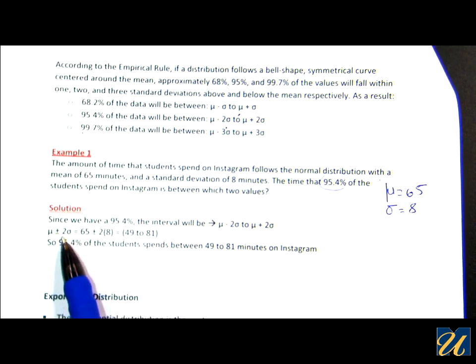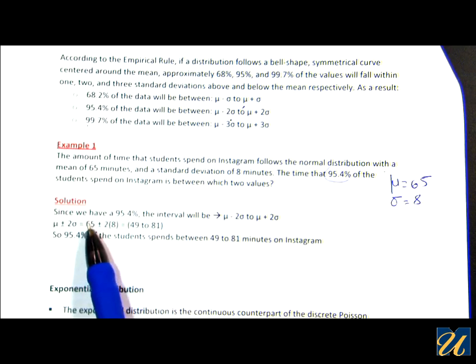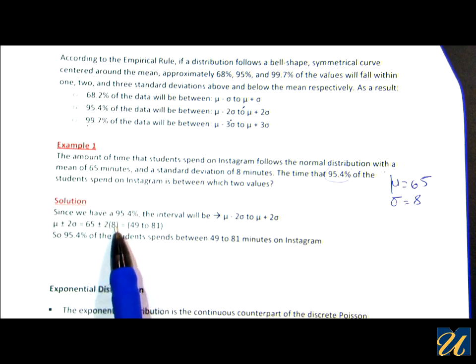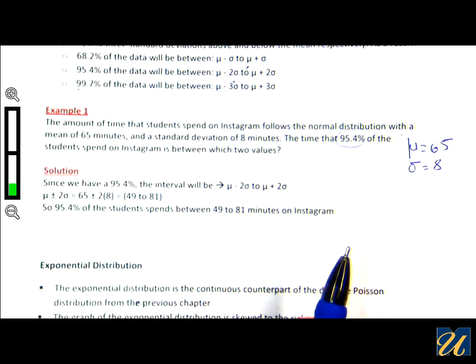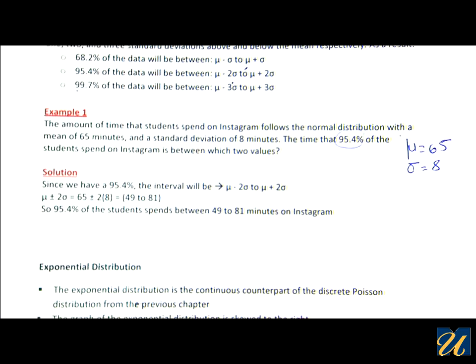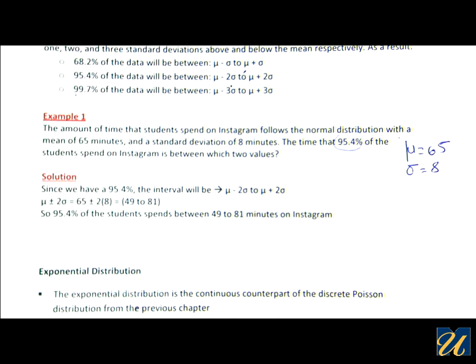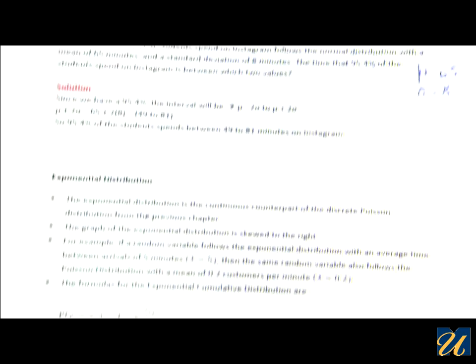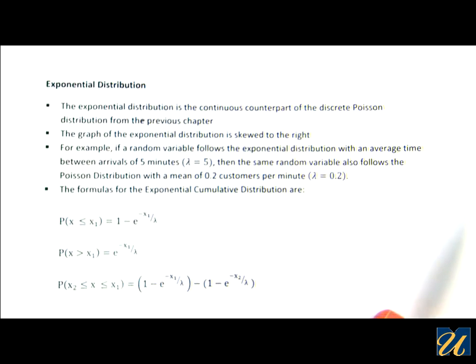So mu plus minus 2 standard deviations, we have 65 plus minus 2 times 8. So you will have 65 minus 16 for the lower limit, 65 plus 16 for the upper limit. So you would say that approximately 95% of the students spend between 49 to 81 minutes on Instagram. Now let's move on to the exponential distribution.